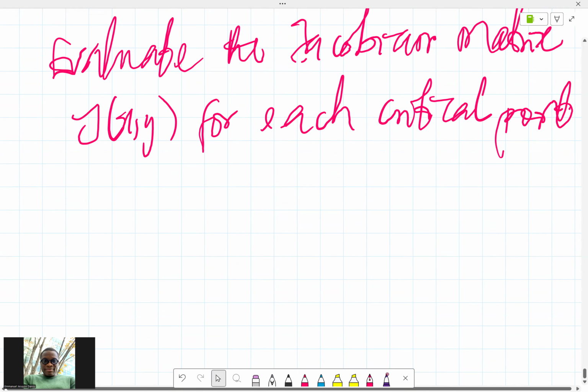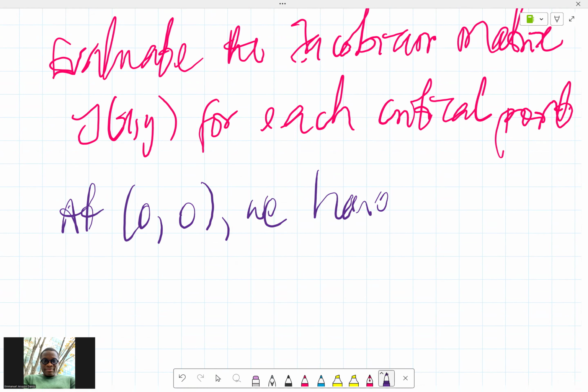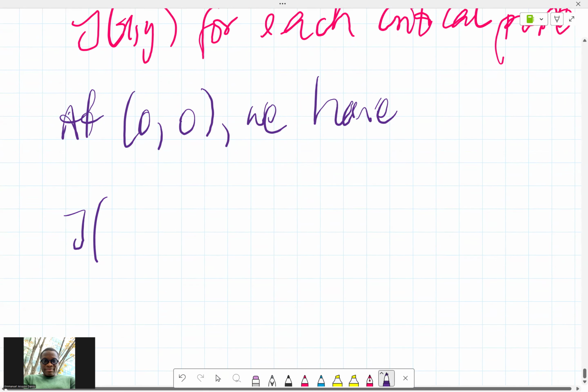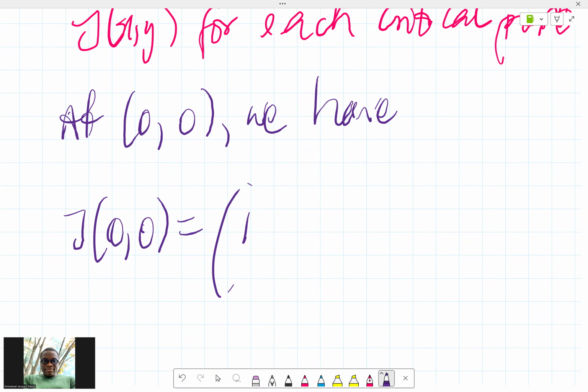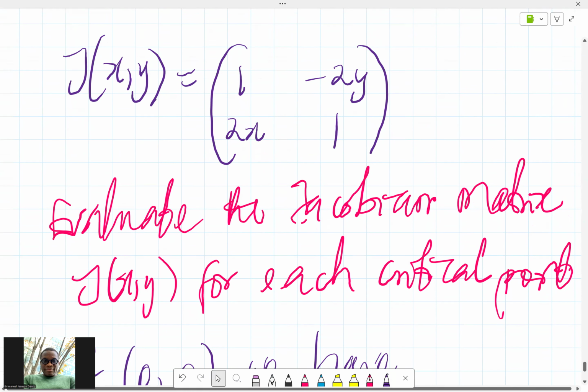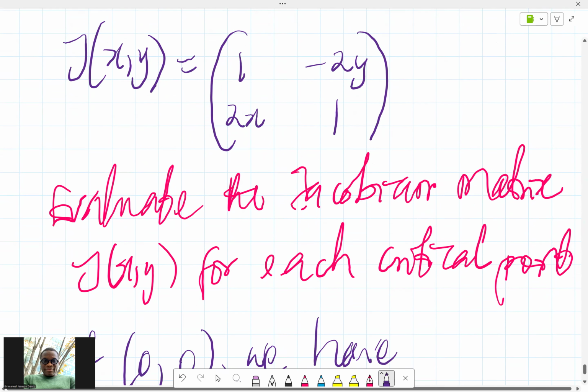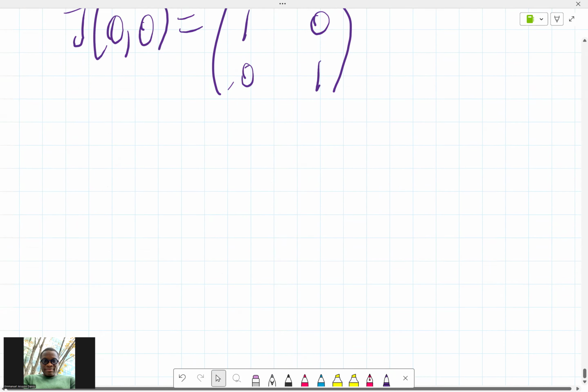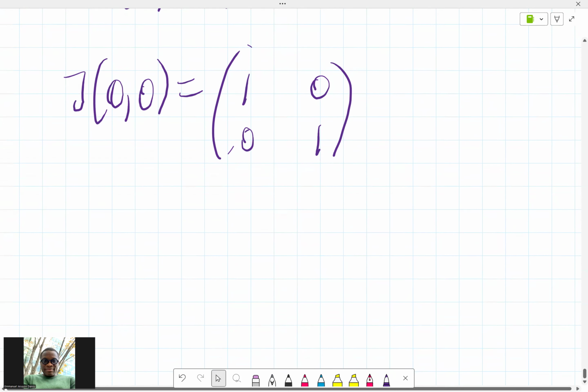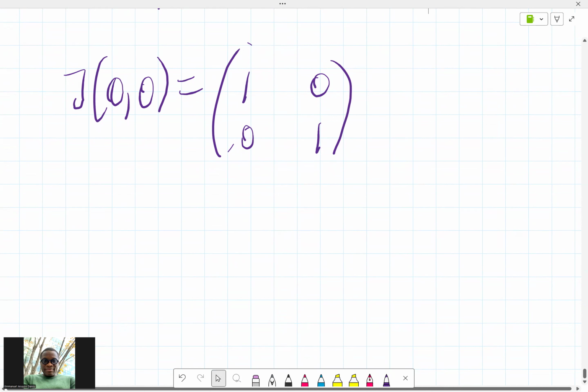So imagine you take the first one. At 0, 0, we have J of 0, 0 equal to, you know what we had before? This is 1 minus 2 times 0, that's 0. Then 2 times 0 is also 0. Then 1 here, don't forget we have 1 here. Y is 0, so 2 times 0 is 0. 2 times 0 for 2x is also 0. So you have this. And from this now, what do we do?